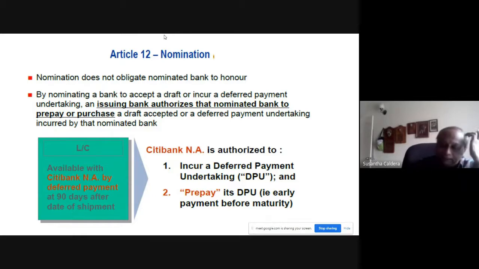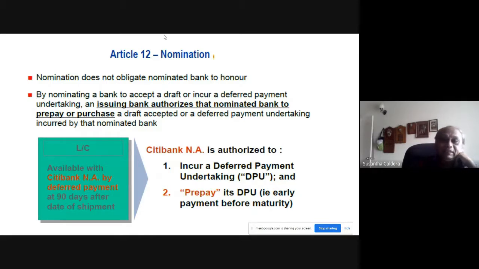If we issue the LC and when we advise the LC, we nominate Sampath Bank as the nominated bank, but Sampath Bank is not obligated to honor. Even though we have nominated, that is their prerogative. By nominating a bank to accept a draft or incur a deferred payment undertaking, an issuing bank authorizes the nominated bank to prepay or purchase a draft accepted or deferred payment undertaking incurred by the nominated bank.